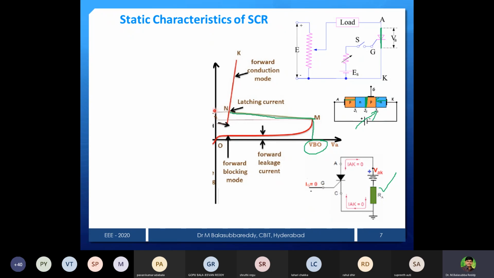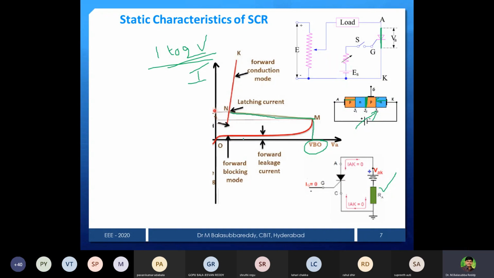Voltage will sharply drop down to 1 volt or 2 volts. Only 1 to 2 volts will be available. But what happens to the current? The current will increase rapidly. That's why you can see the current line. The y-axis is the current, and the x-axis is the voltage.